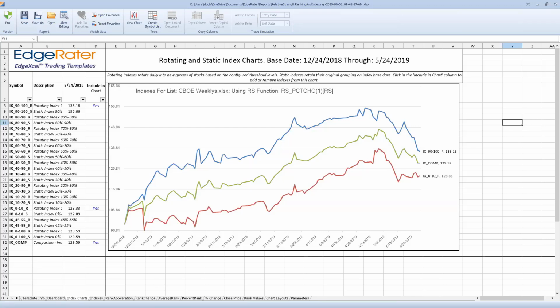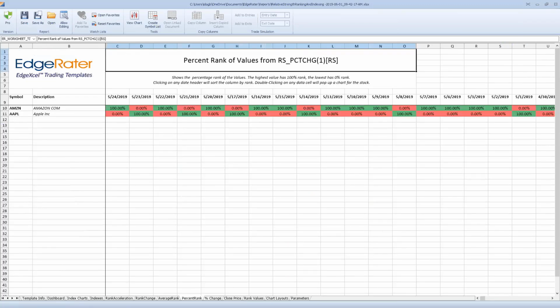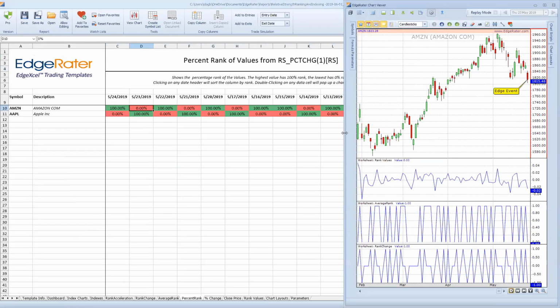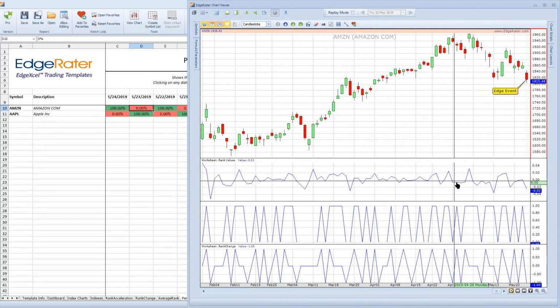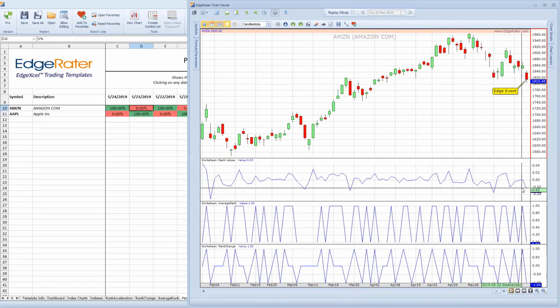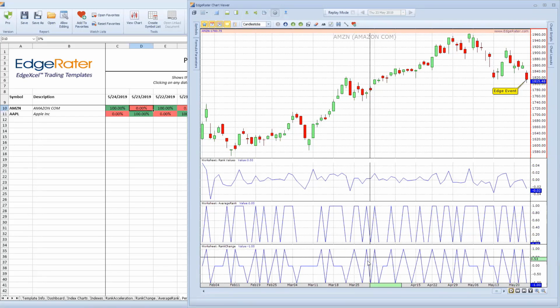And the other thing I didn't mention while we were on the % rank sheet or any of these other sheets is that if you bring up the chart over here, the chart has been configured to show you some interesting information. Now, it's not quite so interesting because I'm only looking at 2 stocks here, but we'll take a look at one of the others in a minute. The lower areas show you the actual rank value, and then the average rank and also the rank change. Because we're looking at 2 stocks, it's either going to be a 1 or a 0, 100% or 0%.